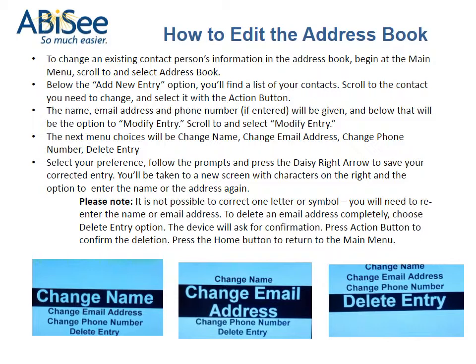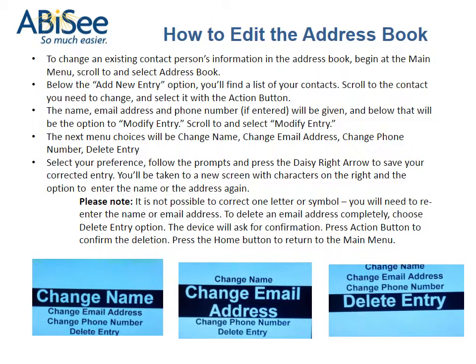How to edit the address book. To change an existing contact person's information in the address book, begin at the main menu, scroll to and select Address Book. Below the Add New Entry option, you'll find a list of your contacts. Scroll to the contact you need to change, and select it with the Action button.